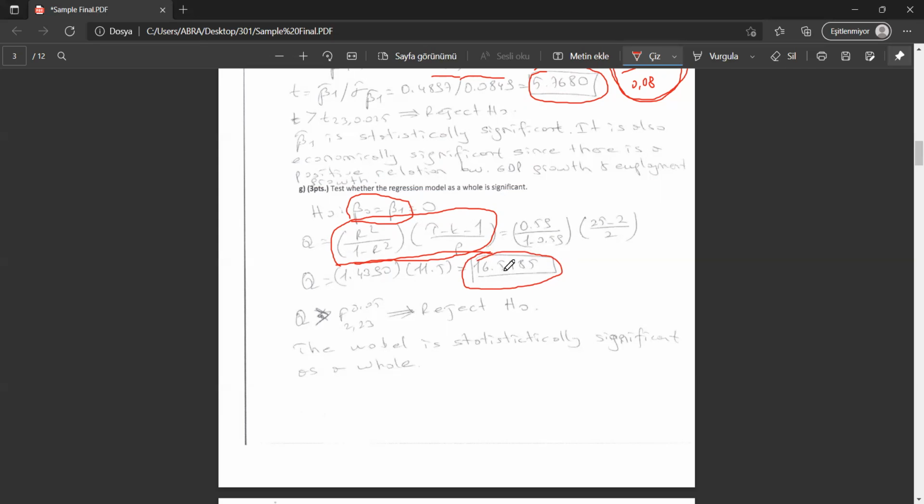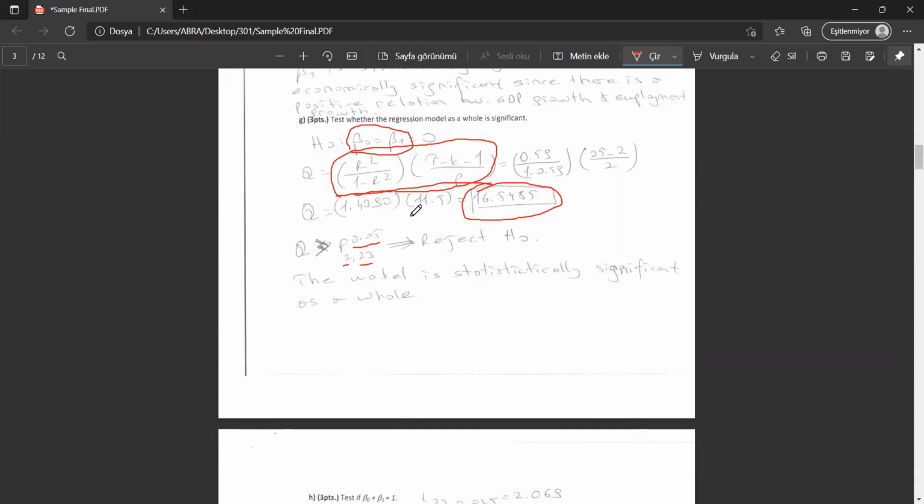So if this is greater than the corresponding F value, which is something you can find from the F table, first of all, you need to find it with the 5% alpha value, because the question doesn't give us any information about the alpha value. So you can just assume it is 5%. And the degrees of freedom are 2, the number of parameters, and 23.